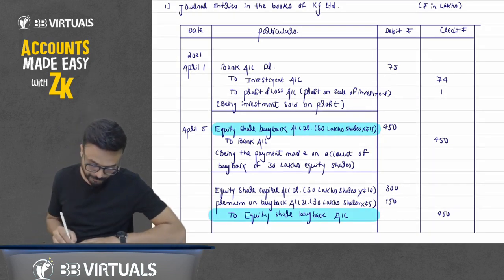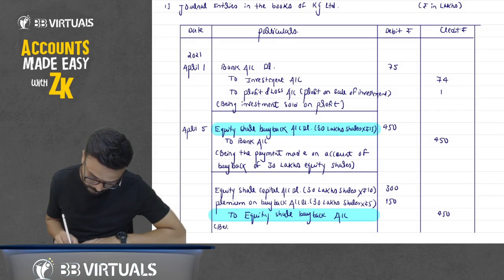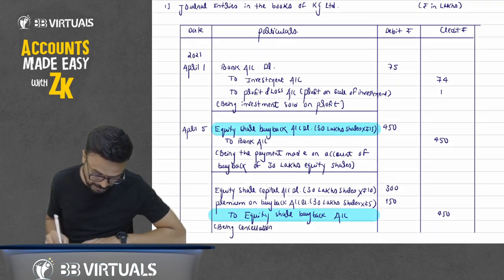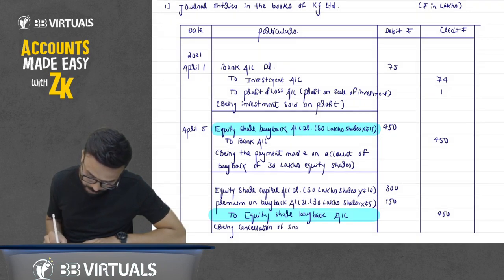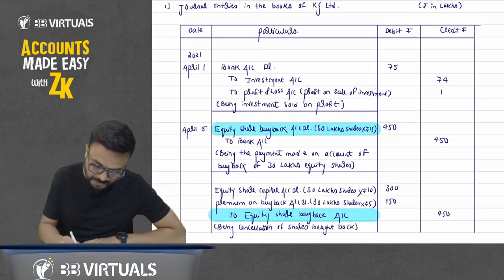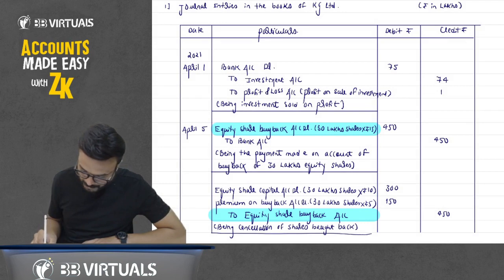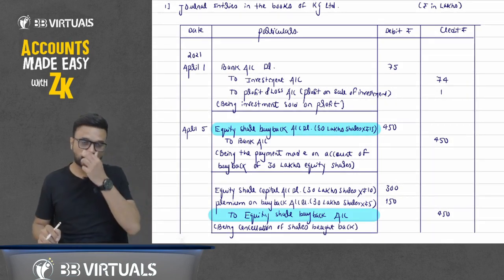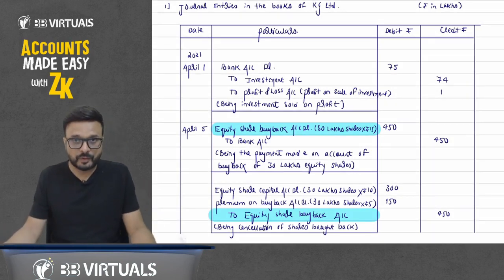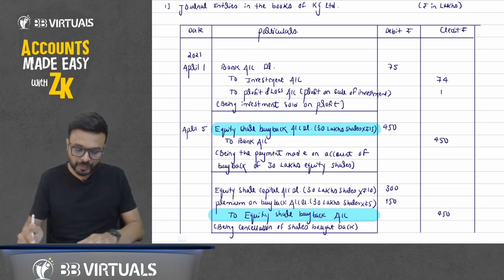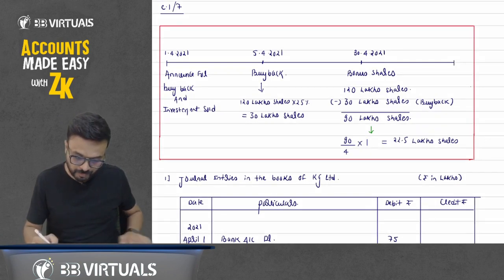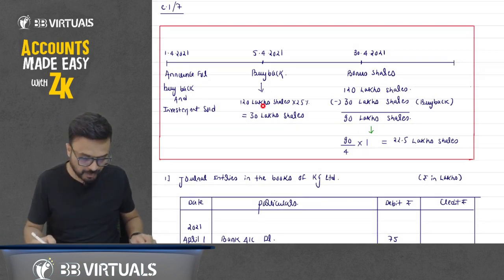Write down the narration here: being cancellation of shares bought back. Okay, now we are here on 5th. We have repurchased it. Okay, we are in buyback.